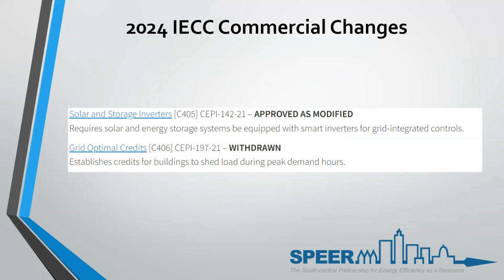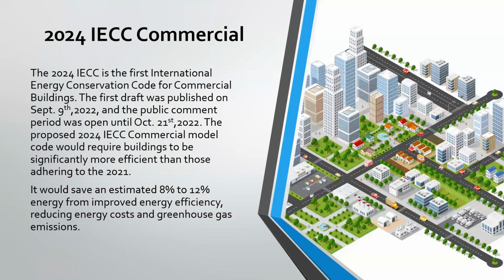And then grid optimal credits. This was withdrawn. I think they were trying to use that same points and credit standards table, but they were using it for grid optimal credits to get credits for certain things. That was withdrawn. I think they probably didn't have it completed. They didn't have it to the point where they thought they needed it, and they'll probably bring it back on the 2027 and repropose that.